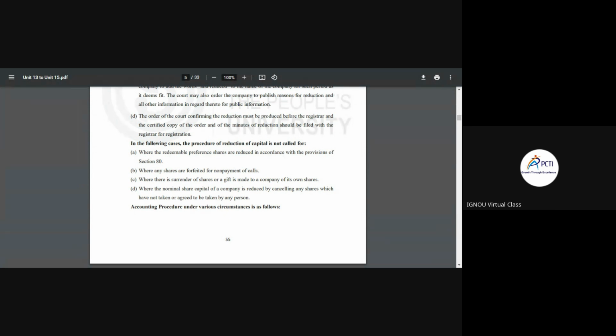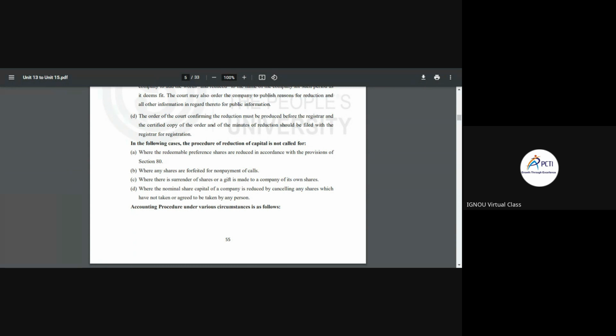Next one, we have the cases in which the procedure of reduction of capital is not called for. That means there you cannot do the reduction of capital. First case is where the redeemable preference shares are reduced in accordance with the provision of Section 80. Section 80 is defined in the Companies Act. Second one, where any shares are forfeited for non-payment of calls. That means a subscriber did not pay the particular call money, and after that we forfeit his or her shares.